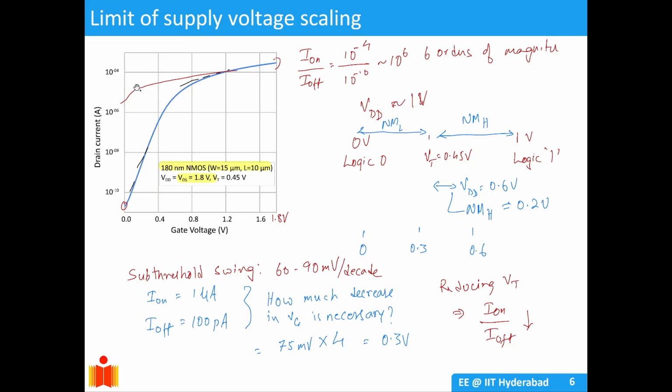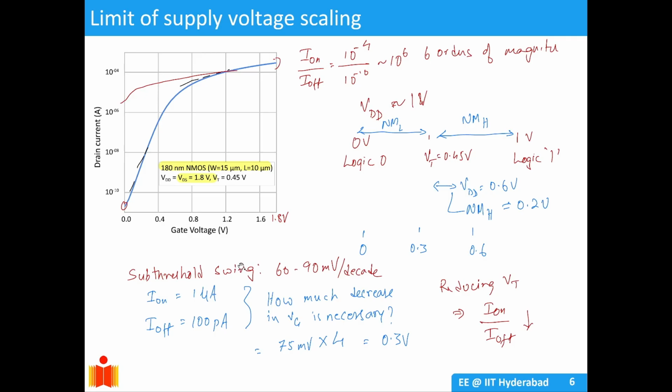Now, if I want to increase my noise margin here, I will have to reduce my VTH. And what will happen if I reduce my VTH? My off current, that is the current at 0 volts, will be at a much higher value. So my I on by I off will reduce if I reduce VT.